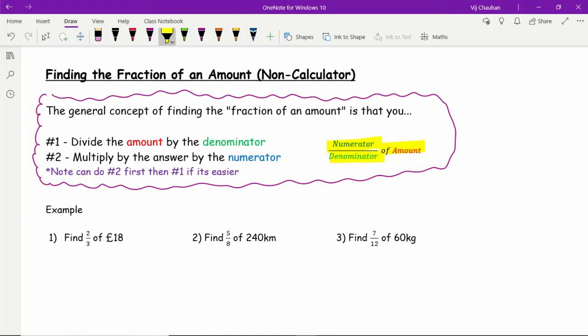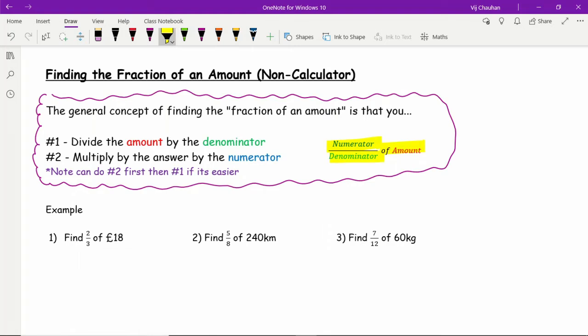Now to work out the fraction of an amount, what we do is we divide the amount by the denominator, and then you multiply the answer by the numerator. It is possible that you could multiply the amount by the numerator first, and then divide by the denominator, and you will still come out with the same answer. As long as you are dividing by the denominator and multiplying by the numerator, you're going to be absolutely fine. Just don't get the two confused.